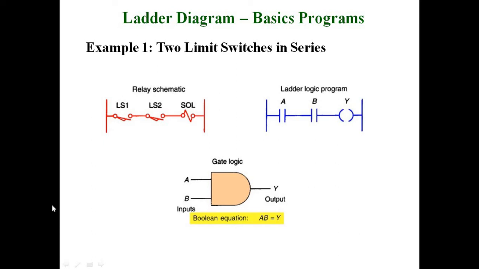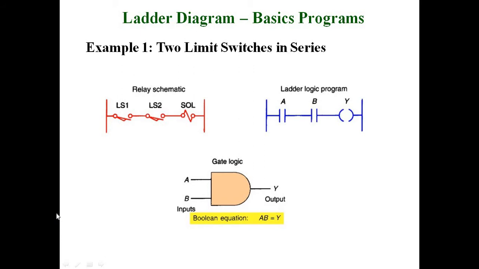Good morning. Today we are discussing ladder diagrams, basic programs. Example: two limit switches in series. Here is the relay schematic diagram: limit switch 1, limit switch 2 and solenoid coil. And then the ladder logic diagram, A, B and Y. Y is the output, A and B are the inputs.